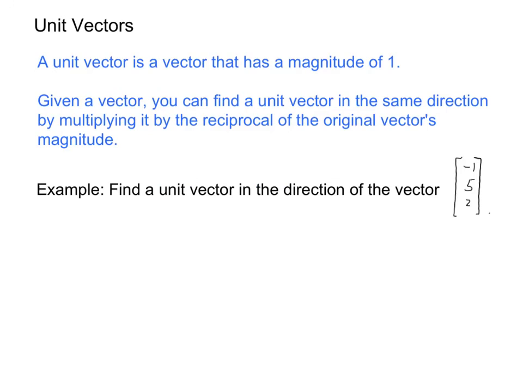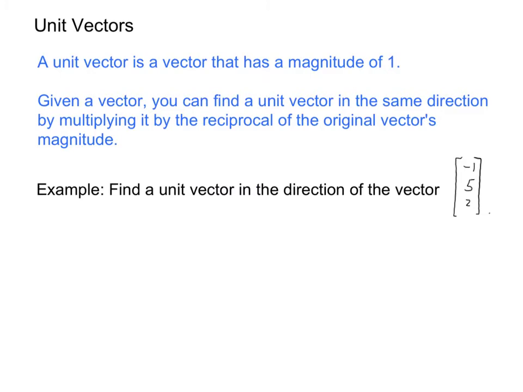So the next segment of this lesson concerns something called a unit vector, and it's a really basic thing. A unit vector is just a vector that has a magnitude of 1. This may remind you of the unit circle. The unit circle is called the unit circle because it has a radius of 1 unit. A unit vector is just a vector that has a magnitude of 1. It's 1 unit long.